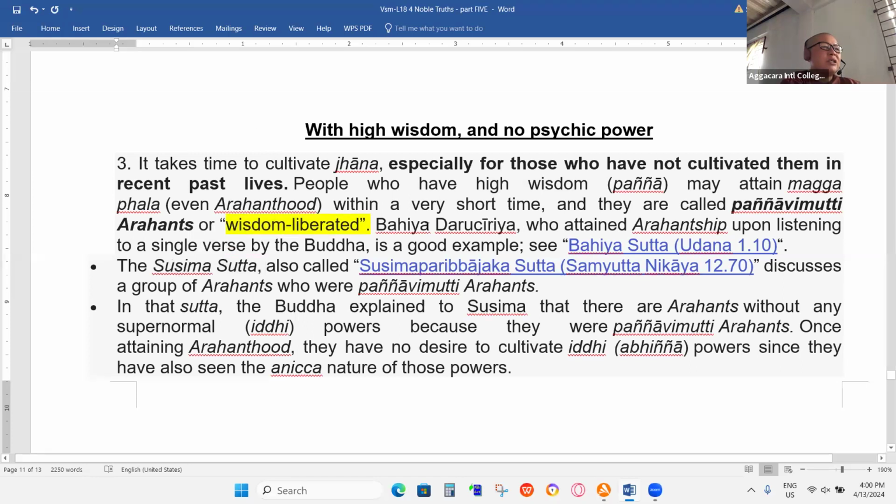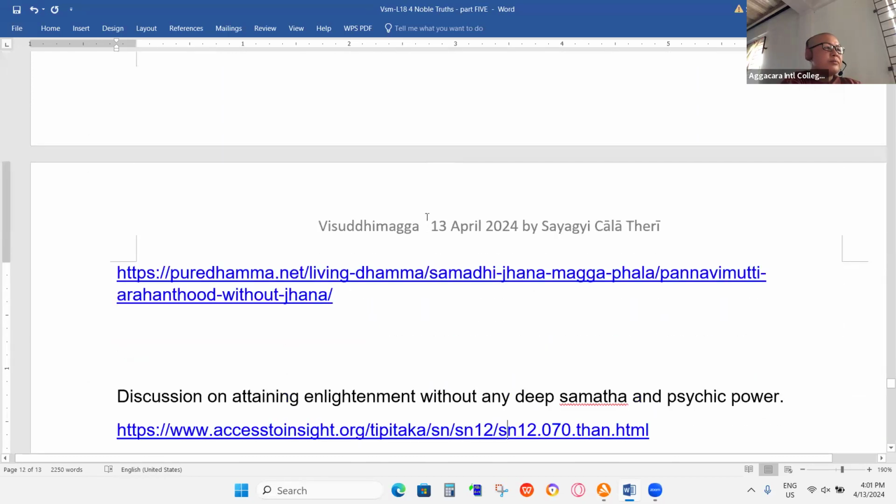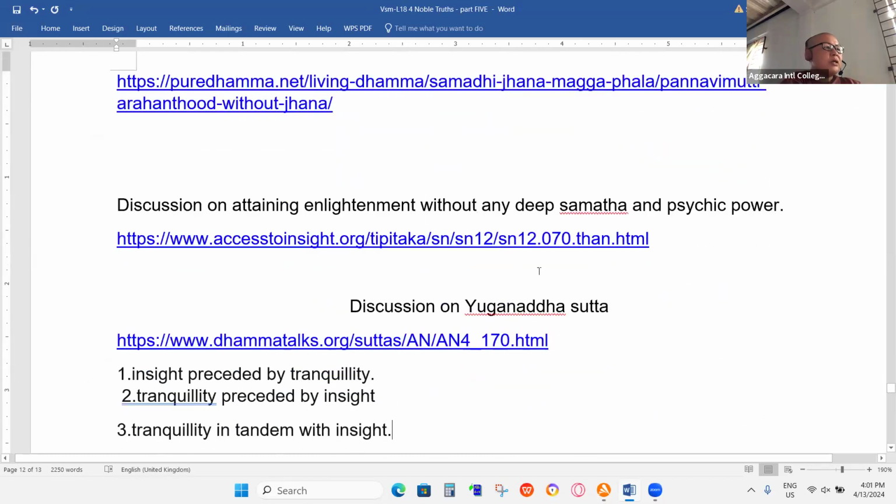For example, Bahiya Daruciriya. He just listened to one verse from the Buddha very fast and attained arahantship. So there's some reference here. You can click it. Some arahants don't even need to have supernormal power. They just become arahant only, because their wisdom faculty is very strong. Based on the wisdom, they become enlightened, not based on the jhana. So there's some link here.